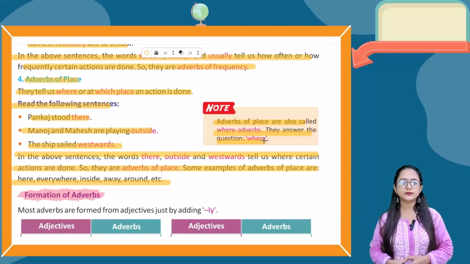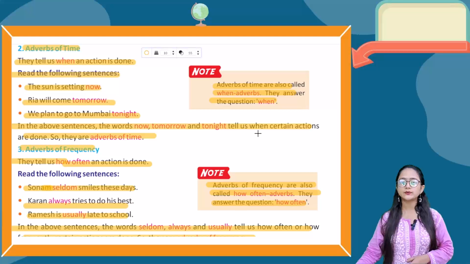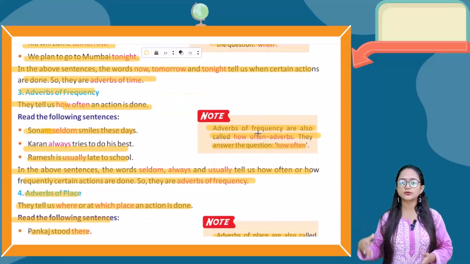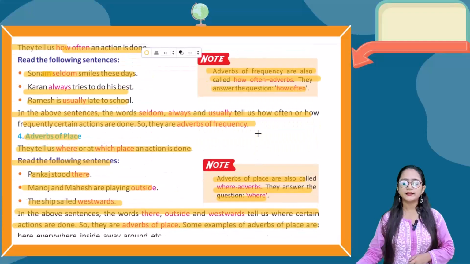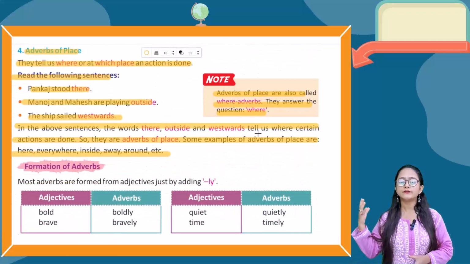So first one was the adverb of manner, which answers the question how. Next one was the adverb of time. It answers the question when. That's why it is named as when adverb. And the next one is the adverb of frequency, which answers the question how often. And the last one is the adverb of place, which answers the question where, or at which place.